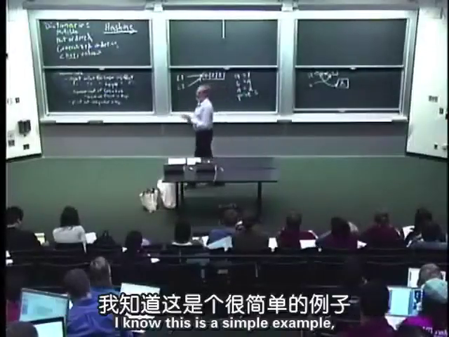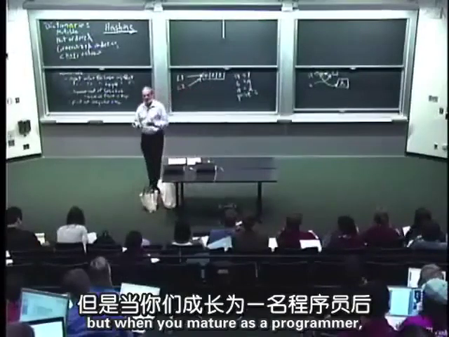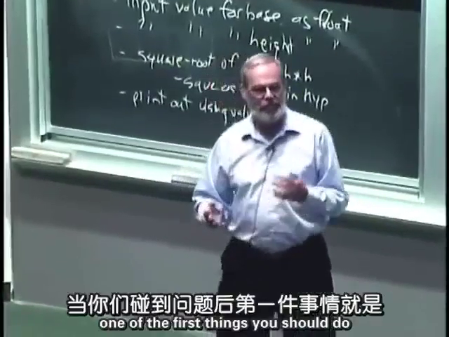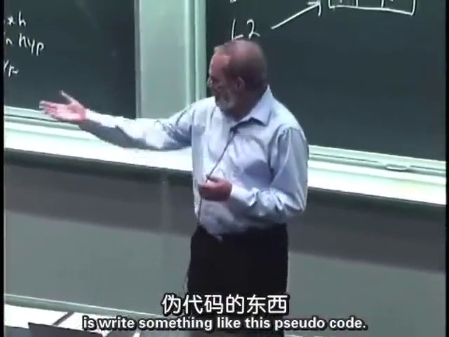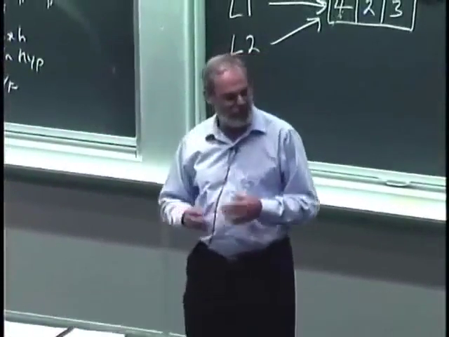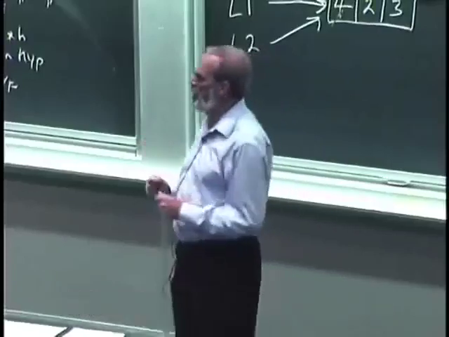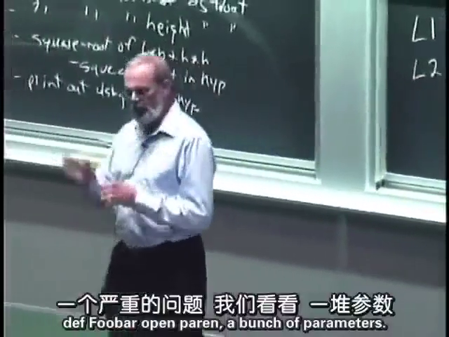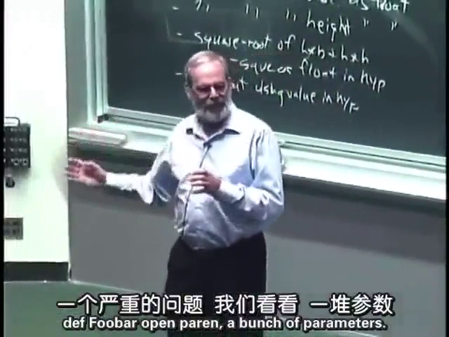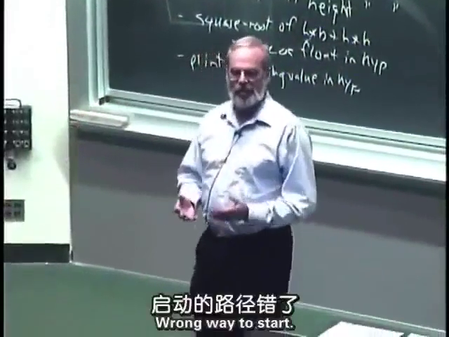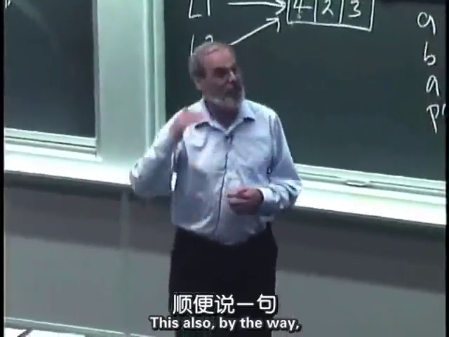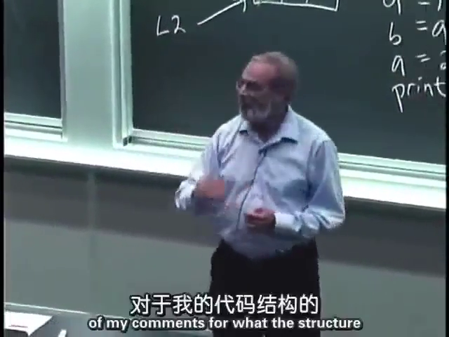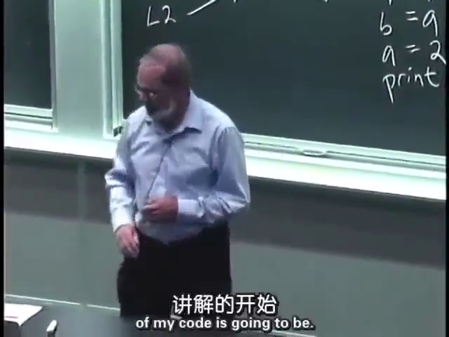I know this is a simple example, but when you mature as a programmer, one of the first things you should do when you sit down to tackle some problem is write something like this pseudocode. I know Professor Guttag does it all the time. I know for a lot of you it's like, okay, I got a heavy problem. Let's see, def foobar, open paren, a bunch of parameters. Wrong way to start. Start by thinking about what are the sequences. This also, by the way, in some sense gives me the beginnings of my comments for what the structure of my code is going to be.